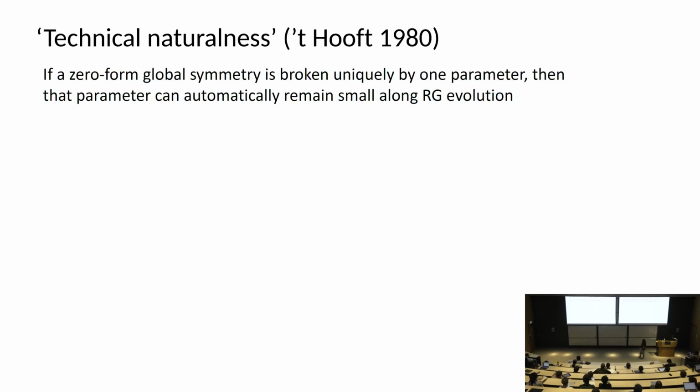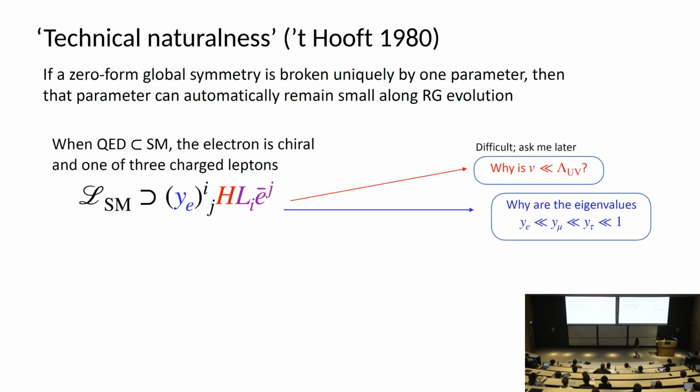Technical naturalness tells us that if we have a zero-form global symmetry that is broken solely by one parameter, then that parameter automatically can remain small. If you set it small by some mechanism in the UV, it automatically remains small into the infrared. And so how does that come to bear here?